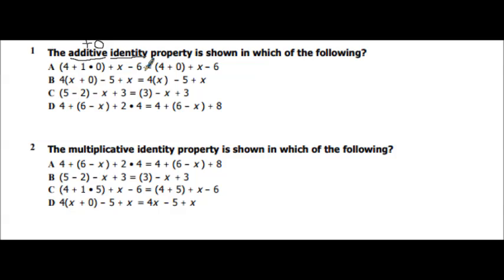So I'm looking at this and I see 4 plus 1 times 0 plus x minus 6 equals 4 plus 0 plus x minus 6. It looks like the x minus 6 didn't change, but inside here, I want to kind of highlight what changed. 1 times 0 became 0. So that's what's actually happening. So in this situation, what's happening is 1 times 0 equals 0 in that next step. So I'm multiplying by 0, and I want to add by 0 to show the additive identity.